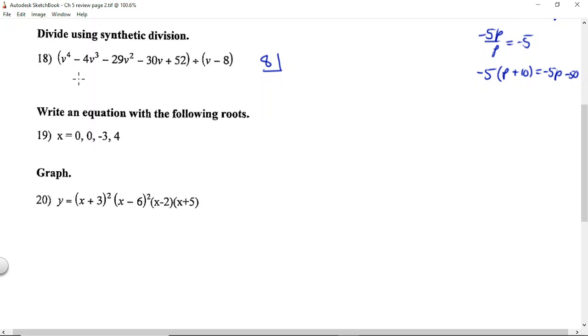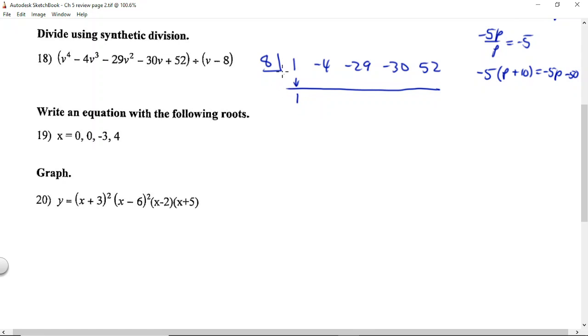And then we write the coefficients of each of these terms. So for the first one, that's just 1. The next one is negative 4. The next one is negative 29. The next one is negative 30. And then 52. Okay, then we write this bar like this. We get started by bringing down the 1. And then we start multiplying, add, multiply, add, multiply, add.